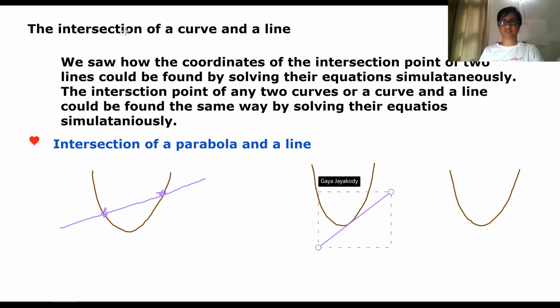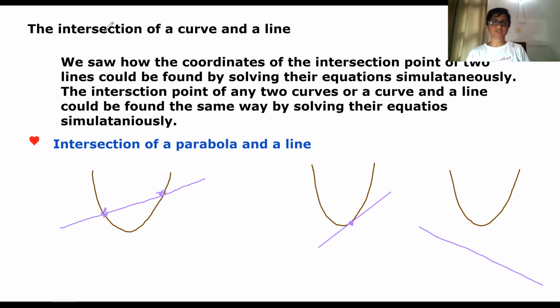Okay, like a tangent, right? So that's one point of intersection, 1 point of intersection right here. Or you can have your line go like that, no intersection, right? So these are the 3 cases. Intersection of a parabola and a line can have 2 intersection points, which means when you solve the equations, you will get 2 pairs of solutions. Let me write that.